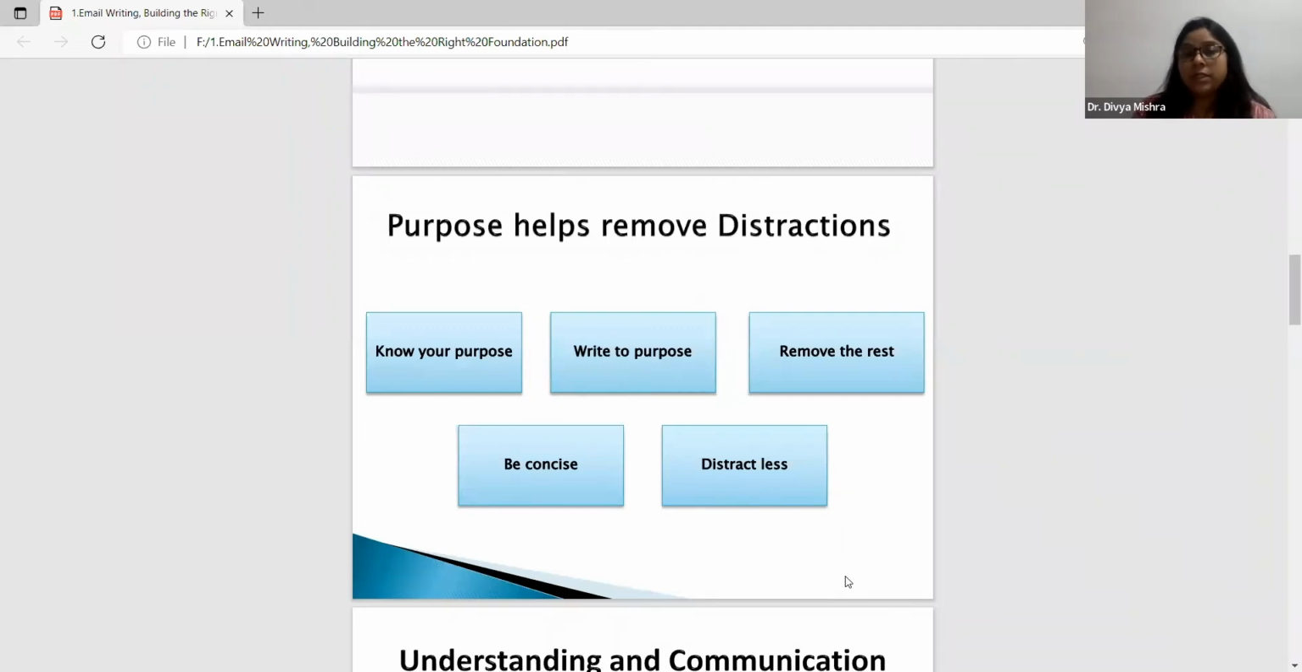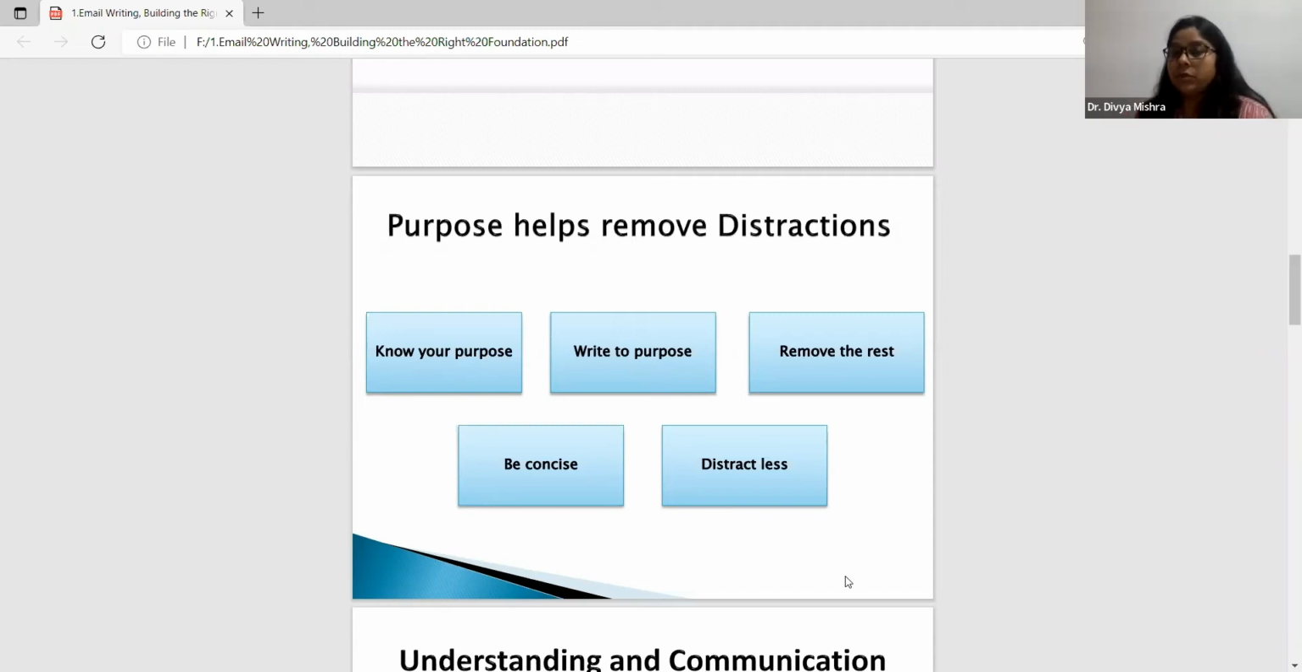And once you have written it, you will proofread it. You will try to find if you have written something which is not aligning with the purpose of your email. If that is so, you will remove the rest of the things. Be concise. You need to write as few words as possible. So you need to just convey your message in the form of clear communication. But that conciseness should not be at the cost of clarity.